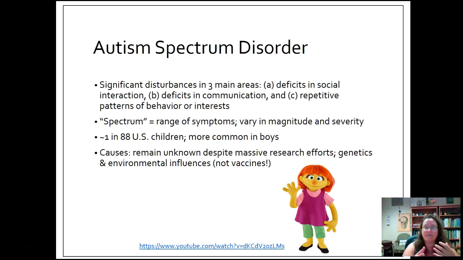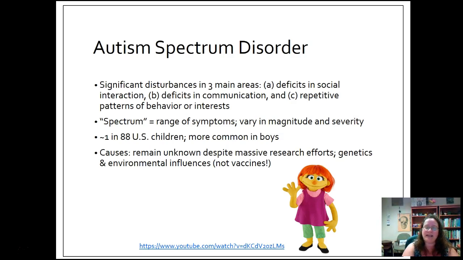One common phrase that individuals in this field will say is, if you've met one person with autism spectrum disorder, you've met one person with autism spectrum disorder. What they kind of mean by that is that there's no cookie cutter way of having ASD, that it's a very, very individualized diagnosis.